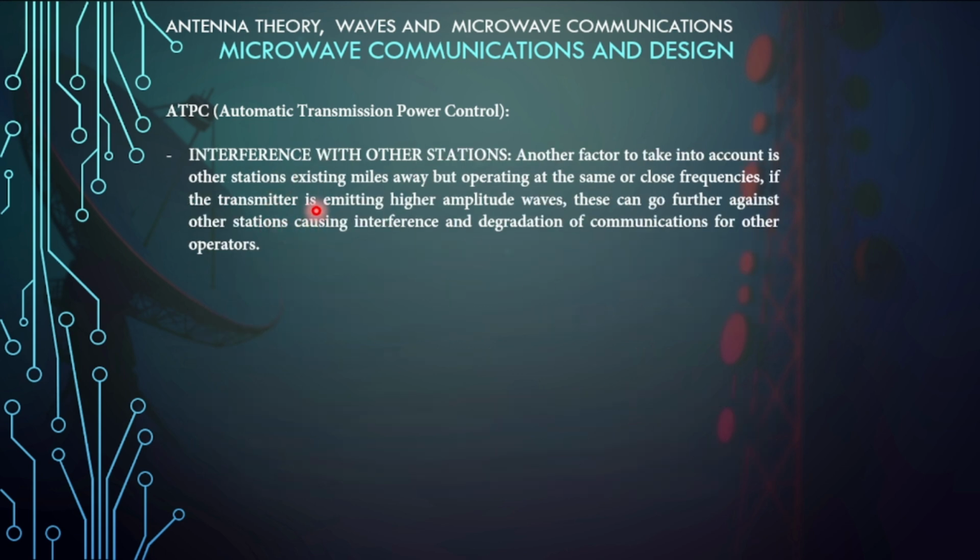Also, another factor to be considered is the interference with other stations, especially those belonging to other companies, other service providers. Other stations operating, even if miles away, using the same or close frequencies. If the transmitter is emitting higher amplitude waves, they can go further and reach other stations, causing interference and a degradation of their communications for other operators, which would cause you a legal problem, of course.